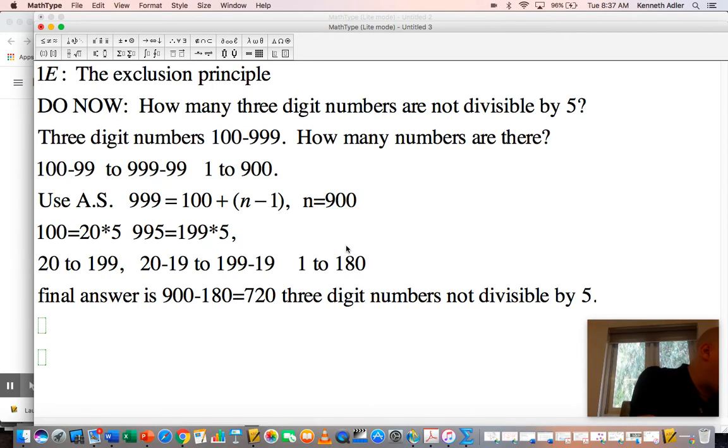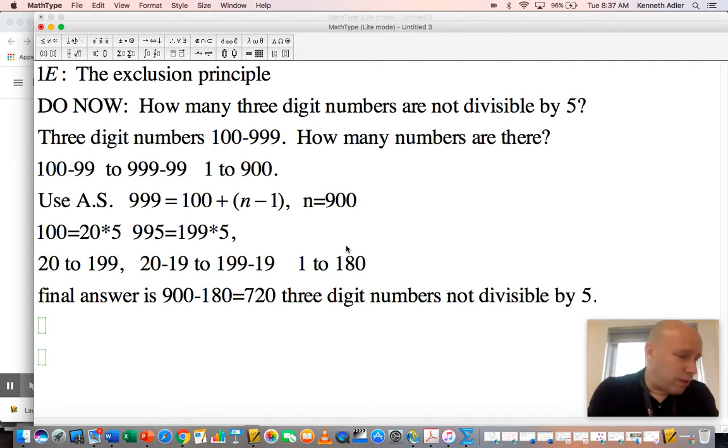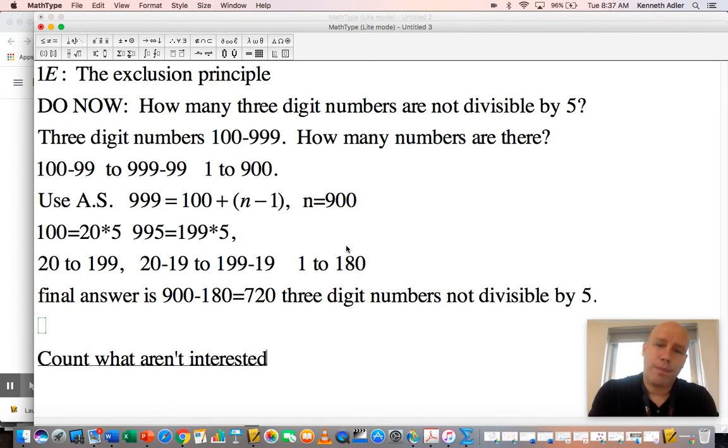Let's work on a problem. So the idea is, count what you aren't interested in, and subtract from the total.